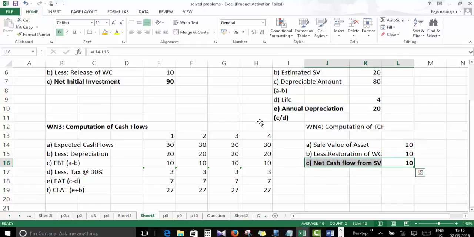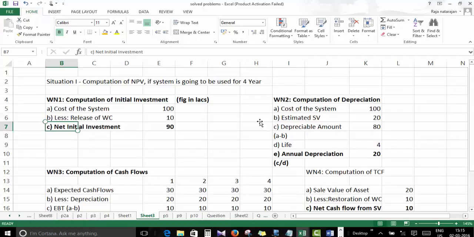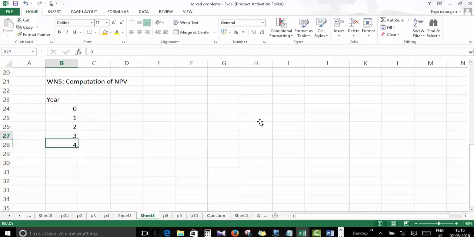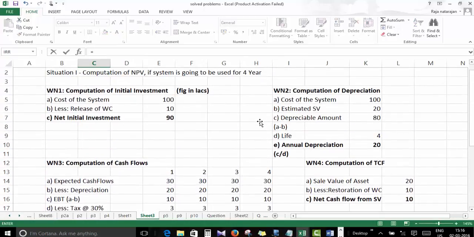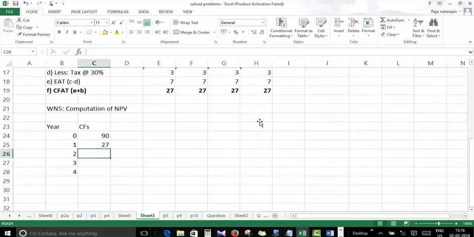So in this way we have the salvage value, we have the cash flows from operations, and we also know what is the net initial investment. Okay. So now with all this information I think we can go and find NPV. Let's have working note 5, computation of NPV. So let's capture the year 0, 1, 2, 3, 4, and cash flows. What is the cash flow in year 0? What we have calculated is 90. Then cash flow in year 1 is 27. And I think year 2, 3, 4, everything follows the same.